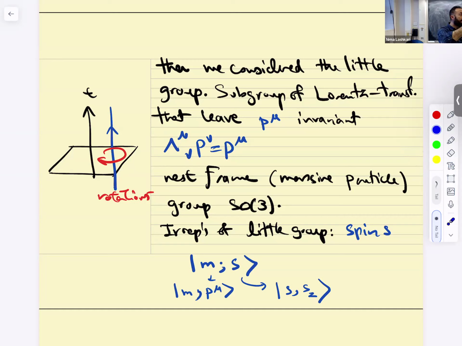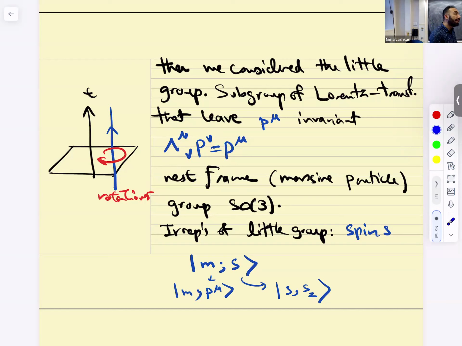So that's good. Now, imagine your particle is massive. So you have a rest frame. You go sit in the rest frame. What symmetry do you have? You have the little group. The little group is a subgroup of Lorentz transformations or Poincare transformations that leave P mu unchanged, right? So it's lambda mu nu. Of course, the translation part leaves P mu unchanged because it's abelian, right? It's a subgroup of the Lorentz group that leaves P mu unchanged.